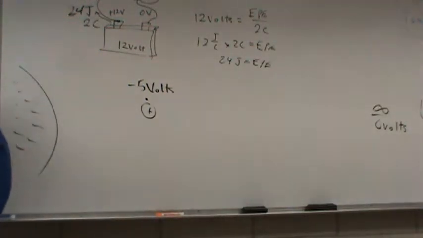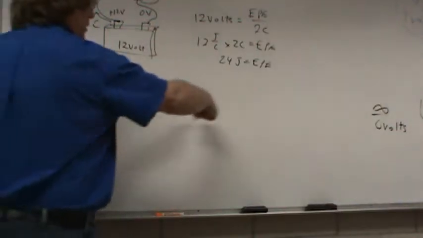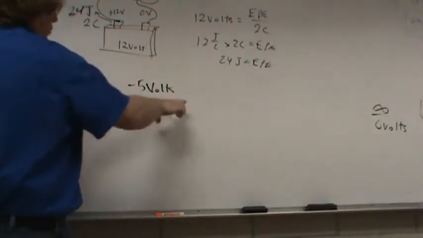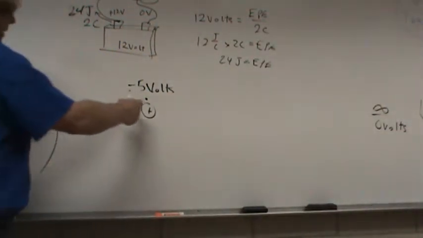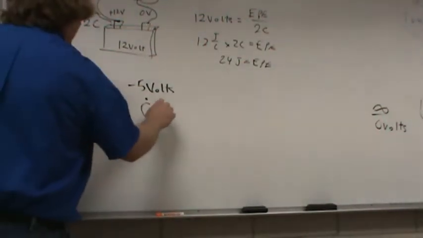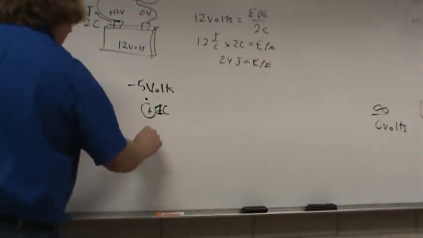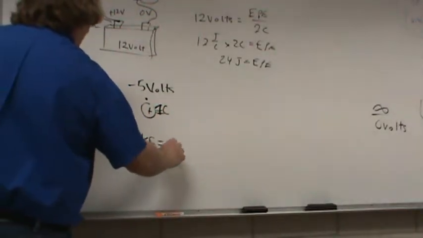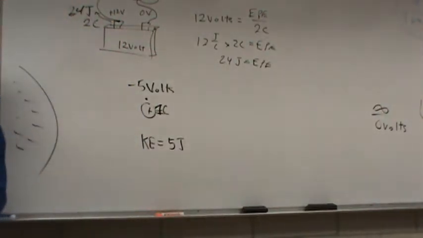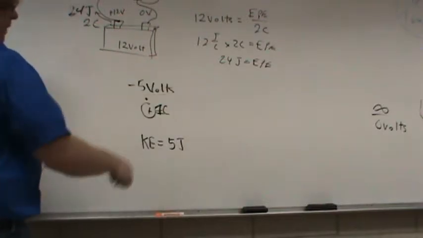Why is it negative? Because now this charge is going to naturally go to infinity. If I send this charge to 0 volt land, I'm going to have to do work. This guy does negative work in sending that charge to 0 volt land. Or another way to think of it is, if this is 1 coulomb of charge, then your kinetic energy would have to be 5 joules. If I had 5 joules of kinetic energy, then I could send that charge to infinity land.